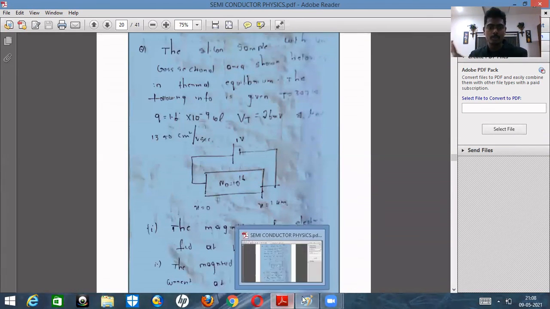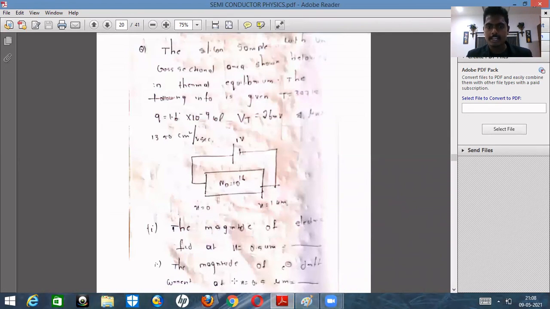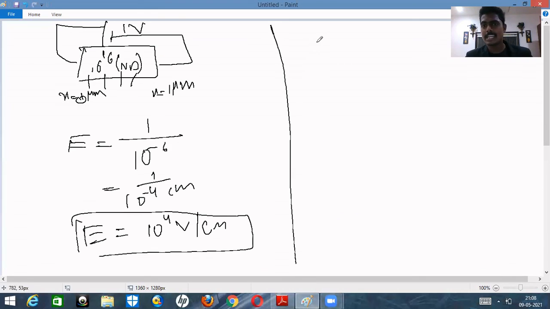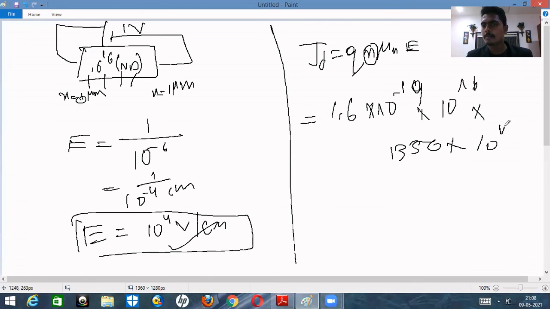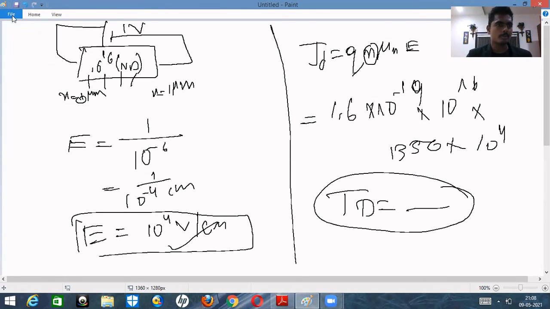So if we need to calculate the electron drift current at x is equal to 0.5 micrometer, right? So drift current is nothing but JD. JD is nothing but Q into N into mu N into E. Q is 1.6 into 10 power minus 19, into N. N is nothing but the number of electrons. Number of electrons is nothing but donor concentration, right? 10 power 16, into mobility. What is the mobility? They have given already, 1350, into electric field intensity we have already calculated, which is nothing but 10 power 4. So by this we can easily calculate the value of drift current. Okay, so I am not going to go with calculations.